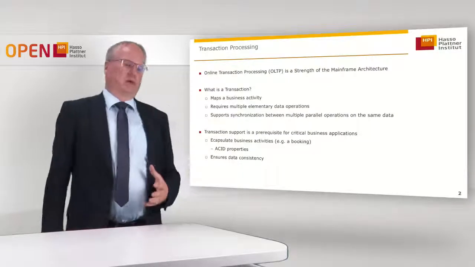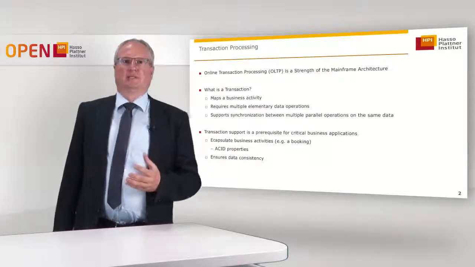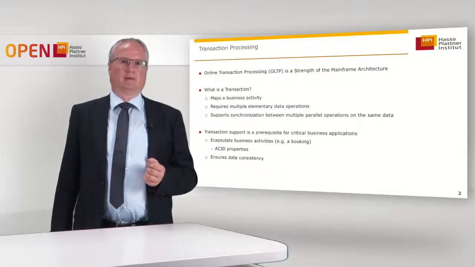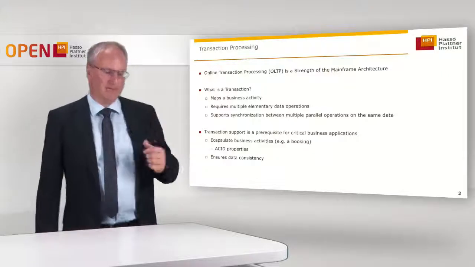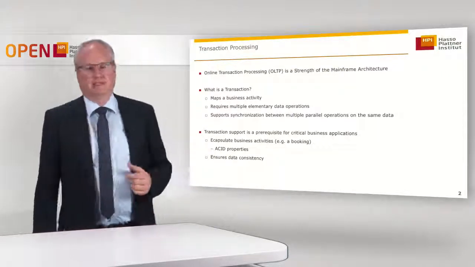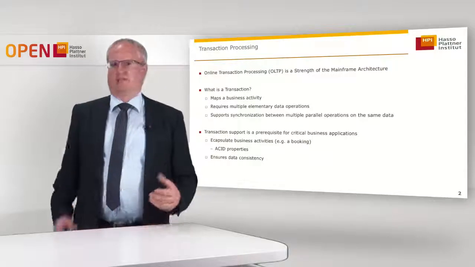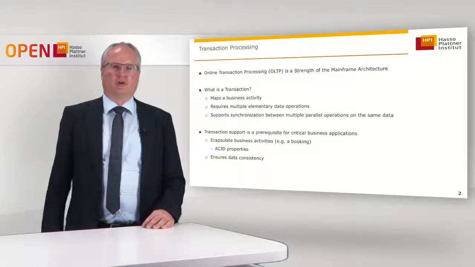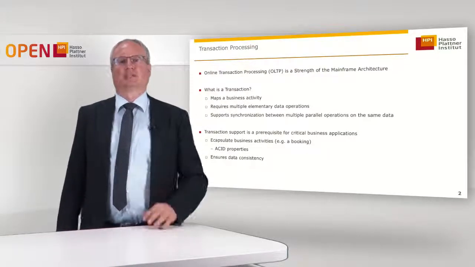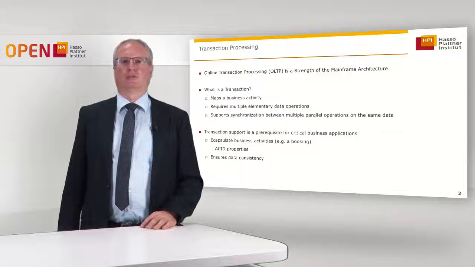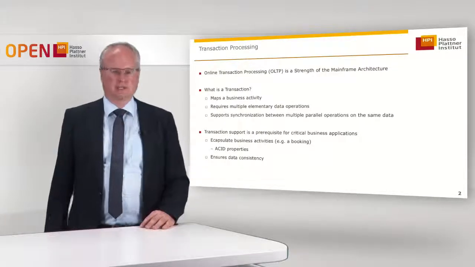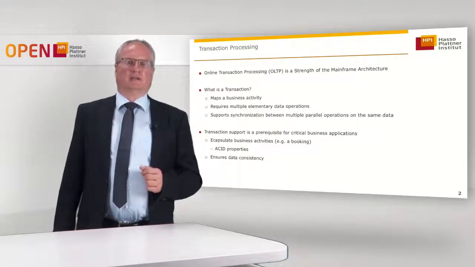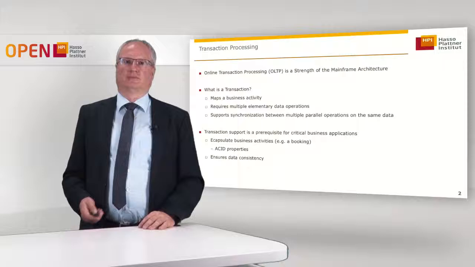So having transaction support is a prerequisite to write critical business applications. Business applications that really matter, where money is made and where all the assets of a company, for example, are maintained and changed. And this requires keeping the so-called ACID properties. We will just have a look at that briefly. You learned that also in the database part of this lecture. And these ACID properties help to ensure the consistency of the data of an enterprise.